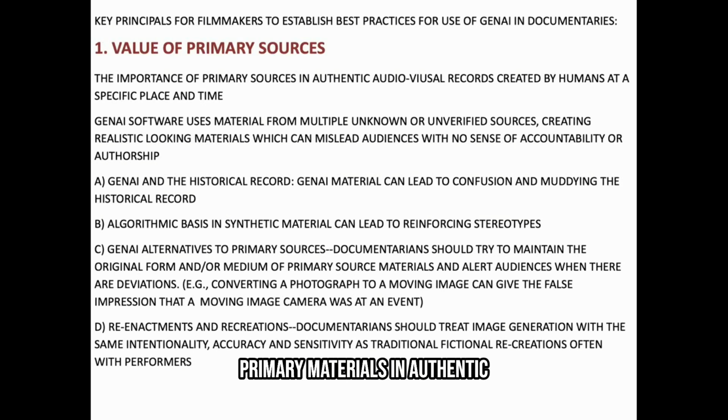The importance of the primary materials is in authentic audiovisual records created by humans at a specific time and place. That's safeguarding that, making it clear what is primary source material as opposed to fictitious material, created by humans or generated by software and machines. The Gen AI software uses materials from multiple unknown or unverified sources, creating realistic-looking materials which could mislead audiences with no sense of accountability or authorship.